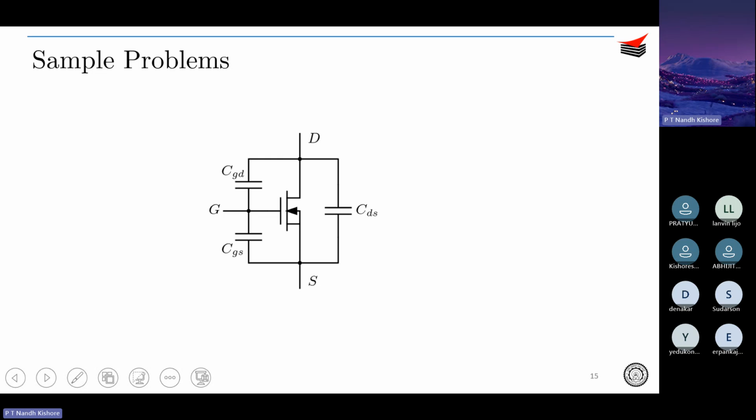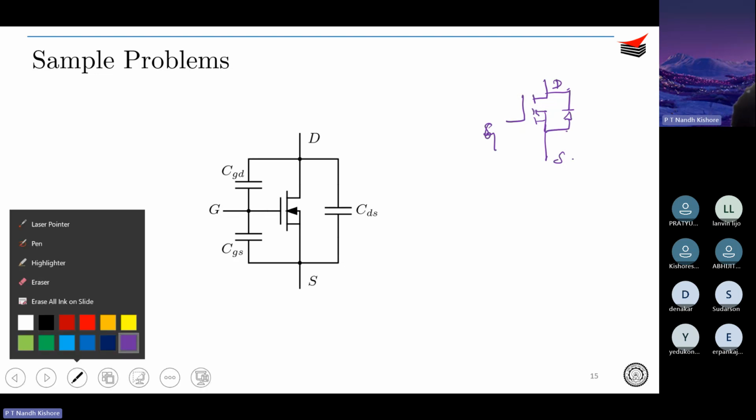Okay, so this is actually the typical structure of a MOSFET. What you may be aware of as a MOSFET structure may be something like this. So you have a drain, a gate, and then a source, right? And of course you have the anti-parallel diode. Okay. So this is what you may be aware of as the typical structure of a MOSFET.